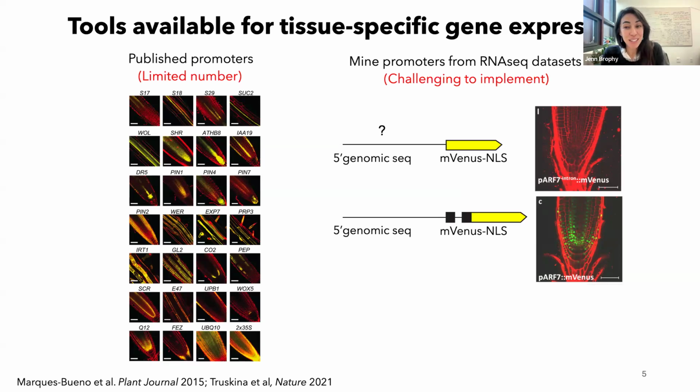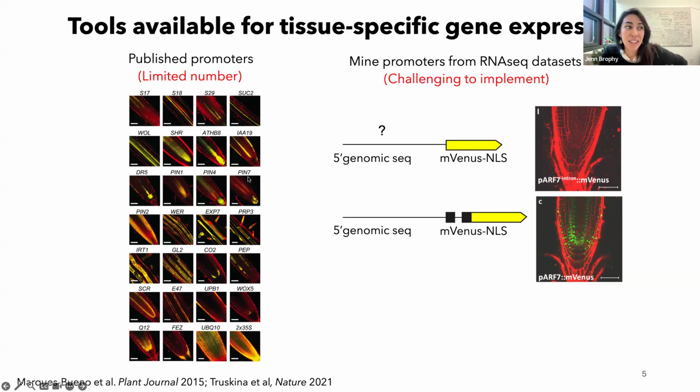And that makes it really difficult from an engineering perspective, because you don't know exactly which portions of the genome are required for native genes to be expressed in the patterns that you observe, which means you don't know exactly which portions of the genome to use as promoters, as promoter tools for your engineering.